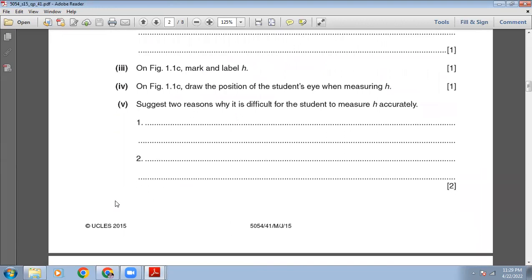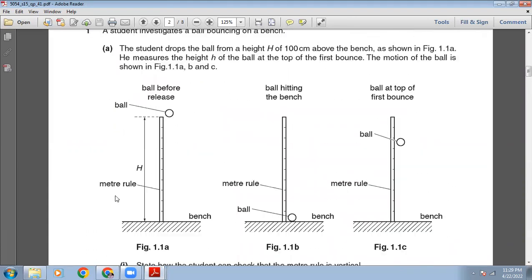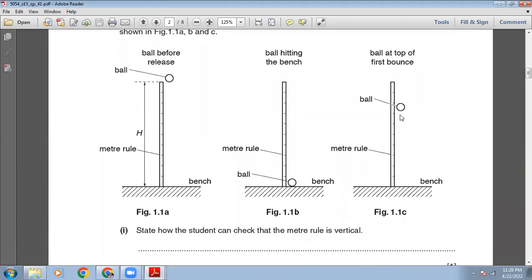He says, on Figure 1.1c, mark and label h. And then he says, on Figure 1.1c, draw the position of the student's eye when measuring h. Okay, so these are the two questions. The small h will be from here to the bench, and the eye should be placed here.